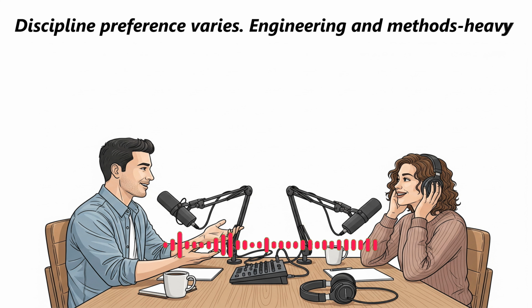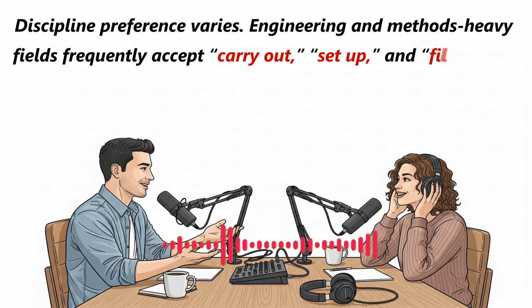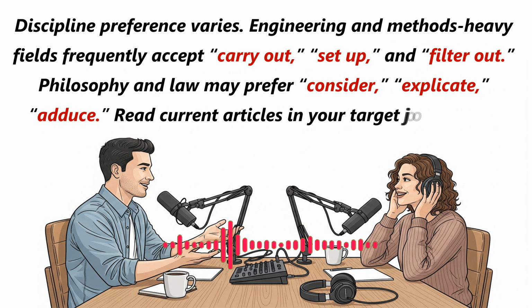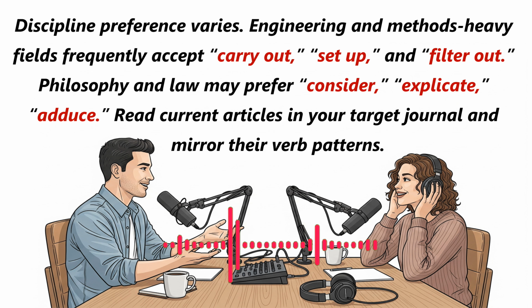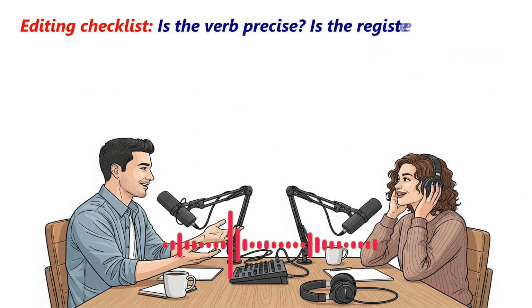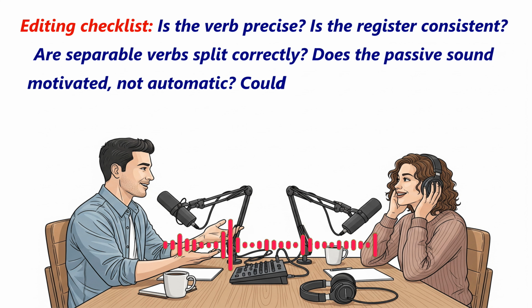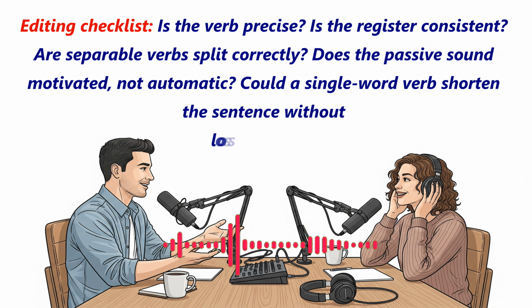Discipline preference varies. Engineering and methods-heavy fields frequently accept carry out, set up, and filter out. Philosophy and law may prefer consider, explicate, adduce. Read current articles in your target journal and mirror their verb pattern. Editing checklist. Is the verb precise? Is the register consistent? Are separable verbs split correctly? Does the passive sound motivated, not automatic? Could a single-word verb shorten the sentence without losing clarity?